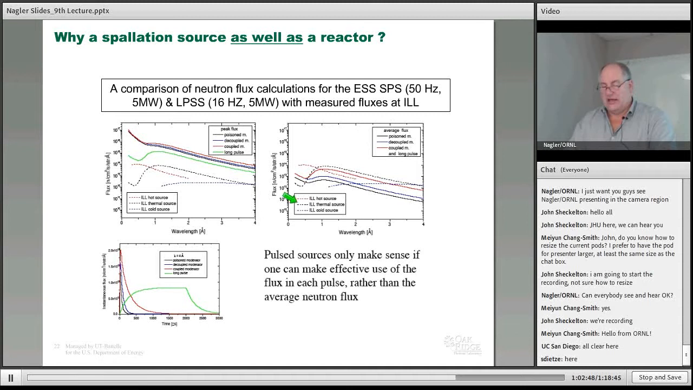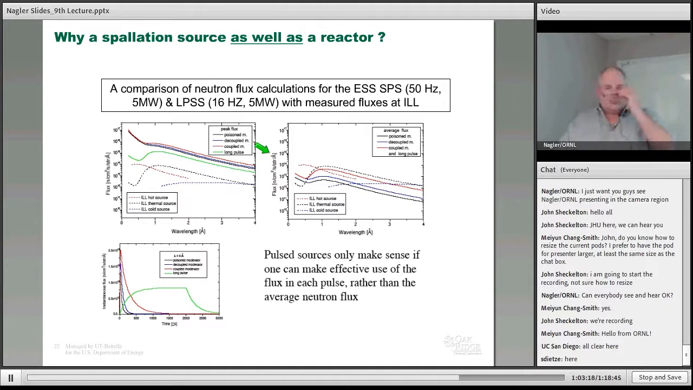Okay. On the other hand, if I look at the time average flux, you'll see, especially when I go to the ILL cold source, which is up here, and I look at long wavelengths, and I keep in mind that this is a logarithmic scale, the time average flux is still going to be greater at the reactor if you want to use so-called thermal or cold neutrons.